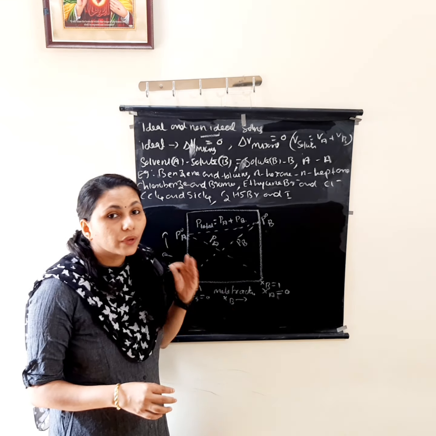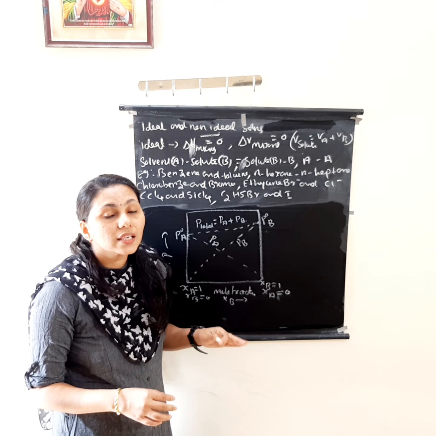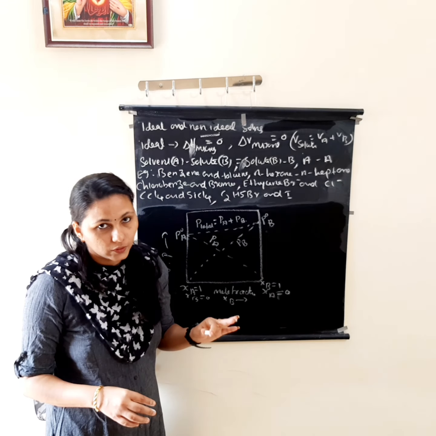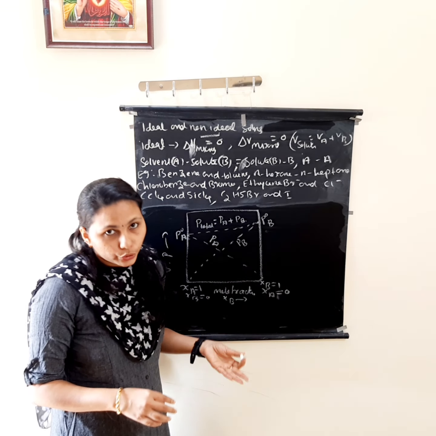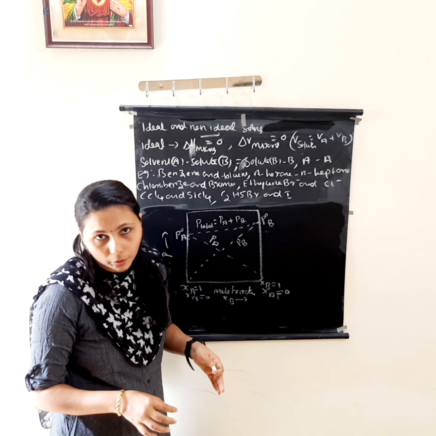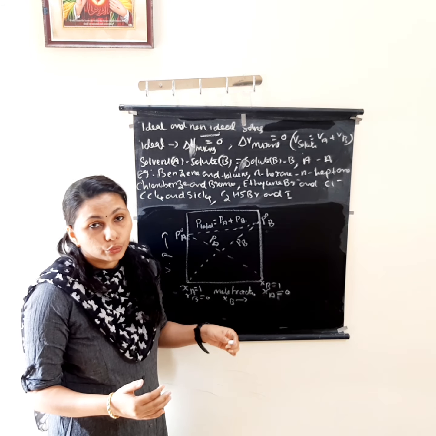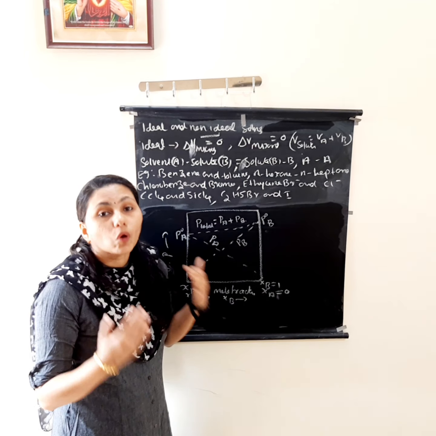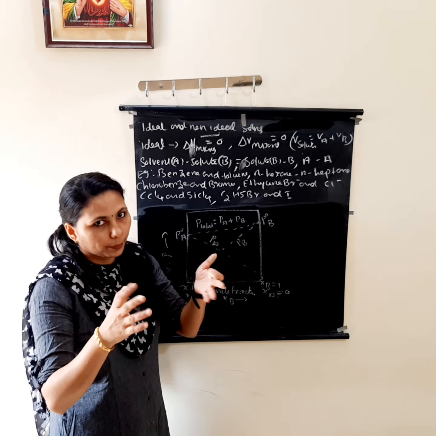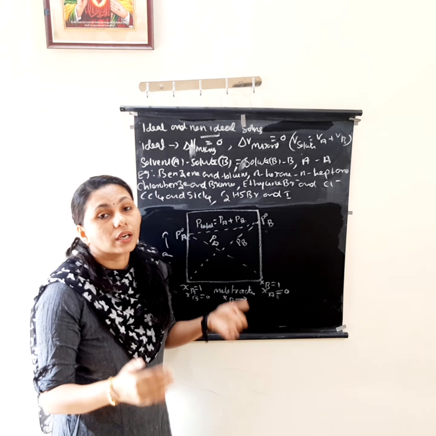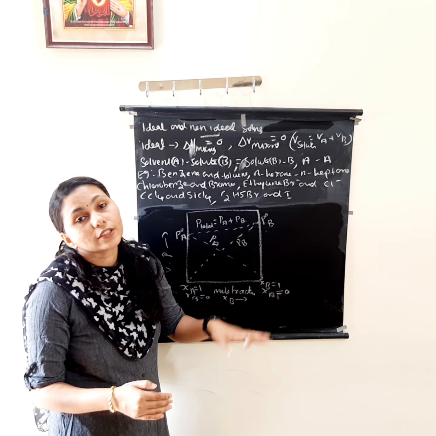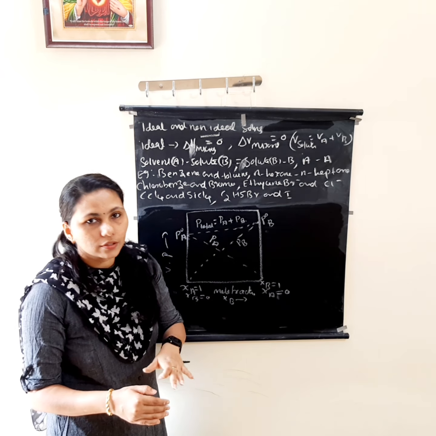Okay, next is a very important topic, that is ideal and non-ideal solution, compulsory 3-mark question. Okay, so a solution, that is a binary solution. Binary solution means containing two components, right? A binary solution containing two volatile components, volatile means they are vaporizing, is classified into ideal solutions and non-ideal solutions.